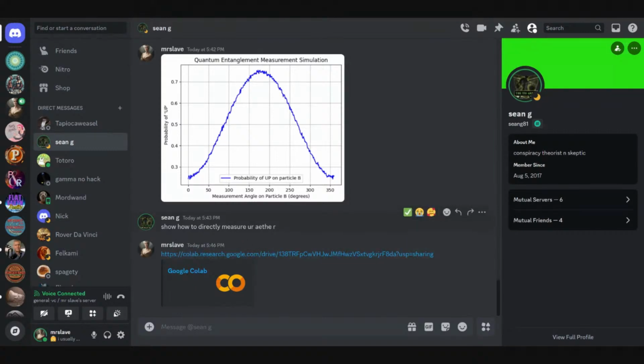This guy, he wants to measure the ether. Let's give him the paper to measure the ether. Where's my Google Drive? Google Drive.